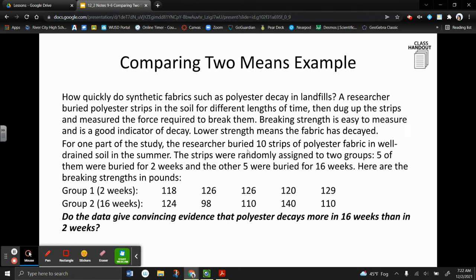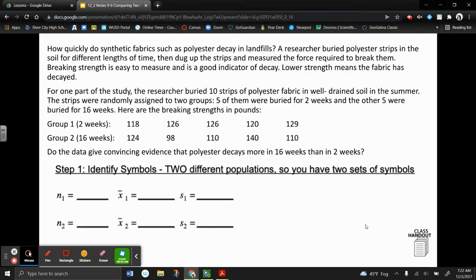For one part of the study, the researcher buried 10 strips of polyester fabric in well-drained soil in the summer. The strips were randomly assigned to two groups. 5 of them were buried for 2 weeks and 5 were buried for 6 weeks. Here are the breaking strengths in pounds. As we can see here, for the 2-week group, this is the amount of pounds it took to break the polyester. For the 16-week group, this is the amount of pounds it took to break the polyester. It says, do the data give convincing evidence that polyester decays more in 16 weeks than in 2 weeks?